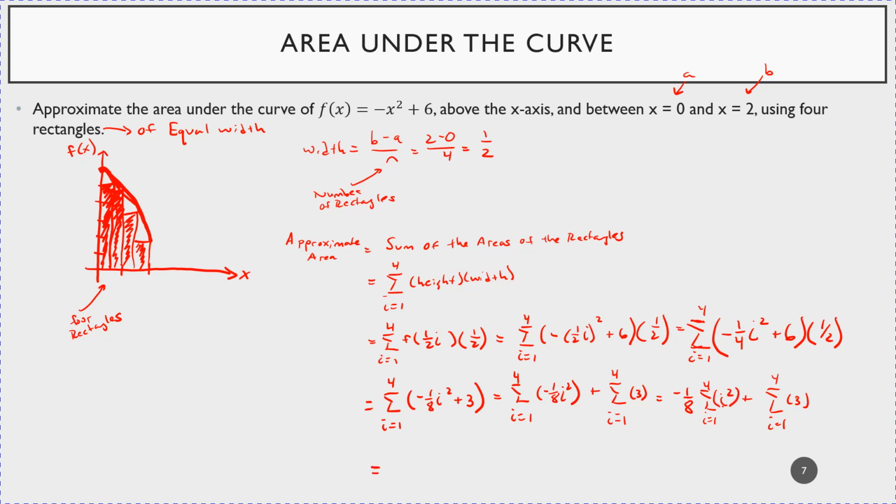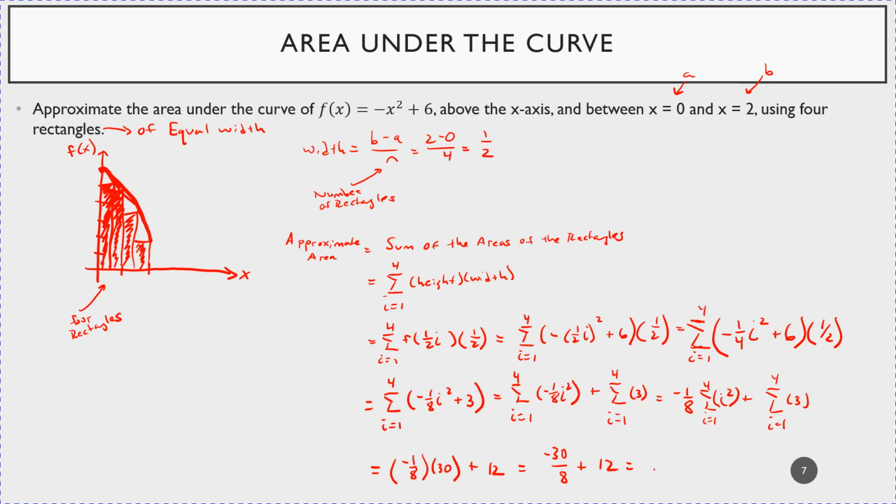All right, well, what is the sum from 1 to 4 of i squared? Well, that's 1 squared plus 2 squared plus 3 squared plus 4 squared. That gets you 30. So this is minus 1/8 times 30, plus, well, this is the sum of a constant, right? So this is just 4 times 3, which gets you plus 12. So this is minus 30 over 8 plus 12.